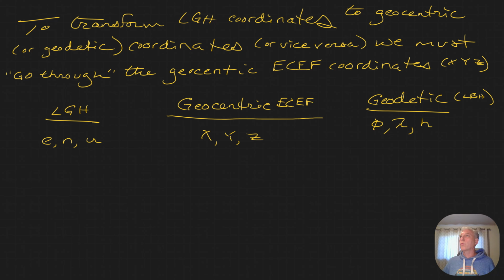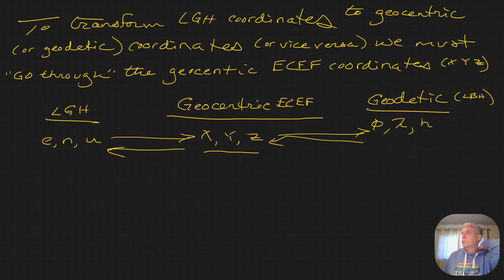So if we start in LGH, we have to convert to XYZ and then convert to latitude, longitude, height, and same going the other way. If we start with latitude, longitude, and height, we have to go through XYZ, and then we can get to our northings, eastings, and up. Okay?